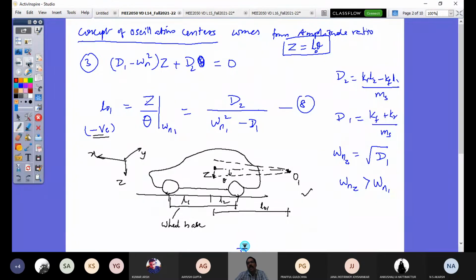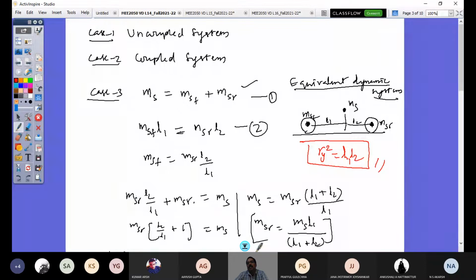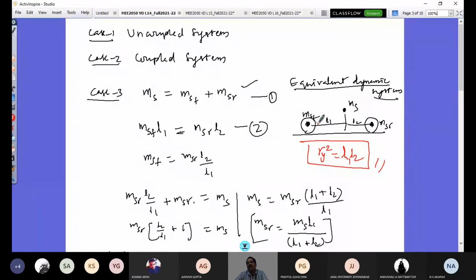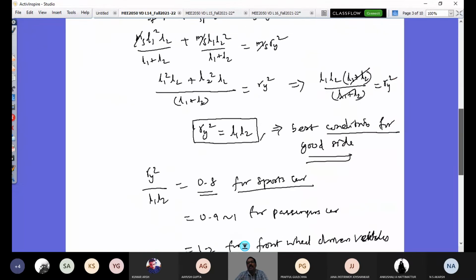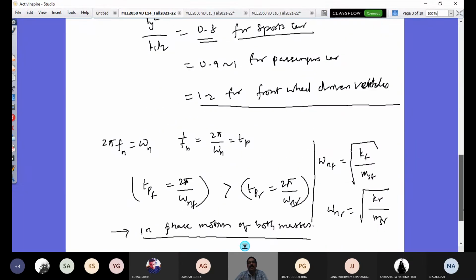So that's what we have seen, where your vehicle body mass is equivalent to a system where I have two masses at the front suspension connection and the rear suspension connection, and the stiffness of the front is slightly smaller than that of the rear. That would give good ride comfort, is what we have witnessed in this slide.